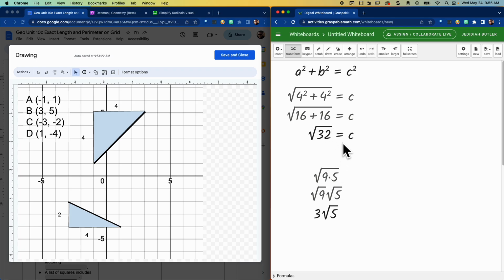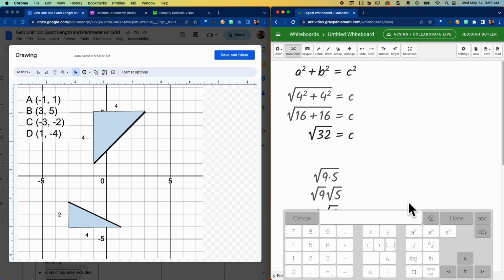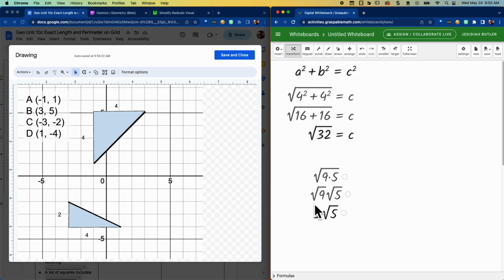Now I need to try and figure out a square that multiplies into 32. And for reference, squares that we have are 1, 4, 9, 16, 25, 36, 49, 64, 81, 100, and so on. So I'm looking for numbers that are kind of in that list. I noticed that 16 times 2 is 32. So let's do that. I'm going to do 16 times 2.